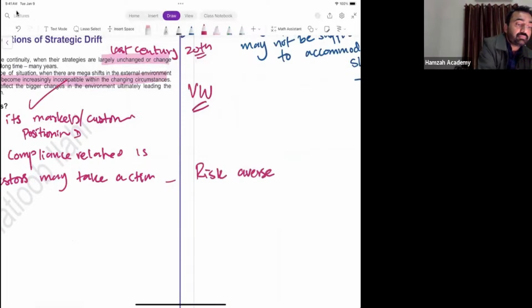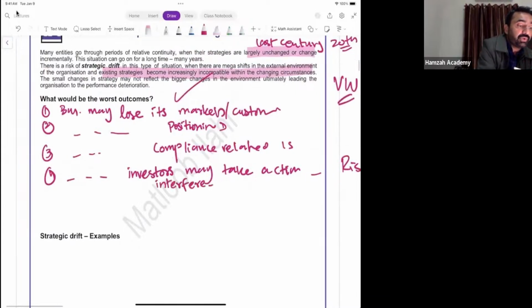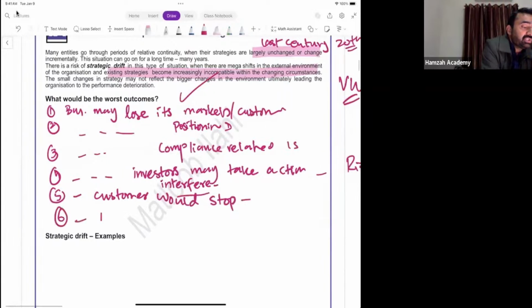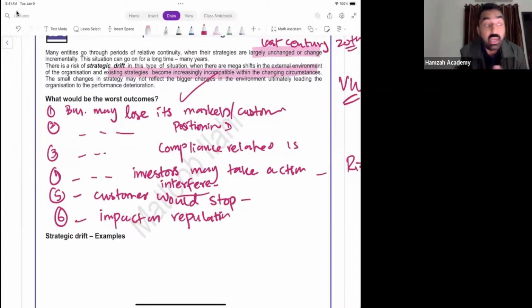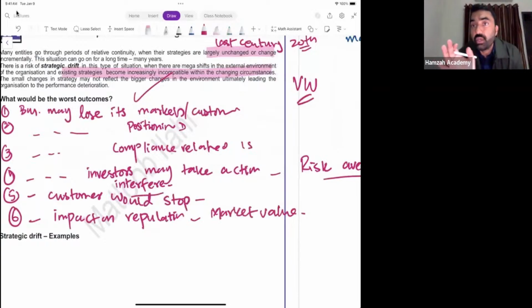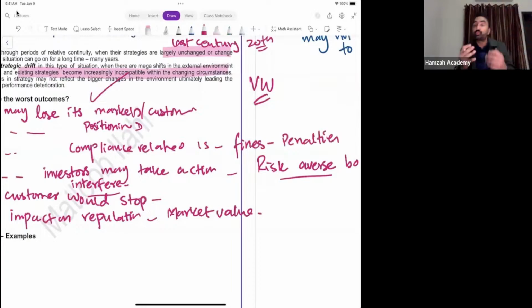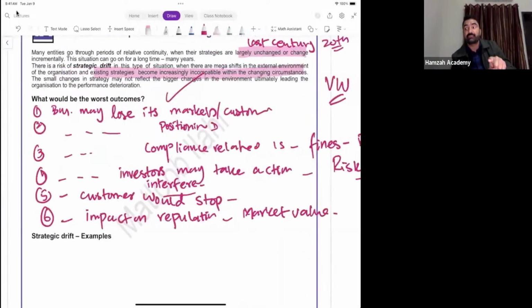In that case, the investors may intervene, they can interfere in the operations of the business. And moreover, the customers would stop purchasing, and there is impact on reputation, because the discussion about the business would start in the media. So there is impact on reputation, market value, stock value, and so on. It may become subject to compliance issues, or there would be fines or penalties if the business has not responded fast. So these are all different types of risks that we can discuss in this context. I hope you understand what the worst outcomes of strategic drift are.